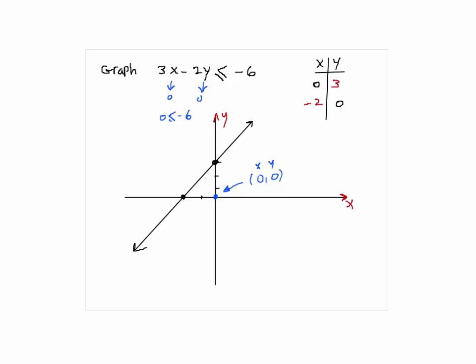The solution must be this way. All the points above this line or to the left of this line would be the solution to this inequality. So that's how you can find out which side is the solution.